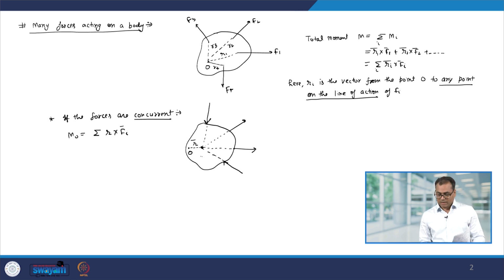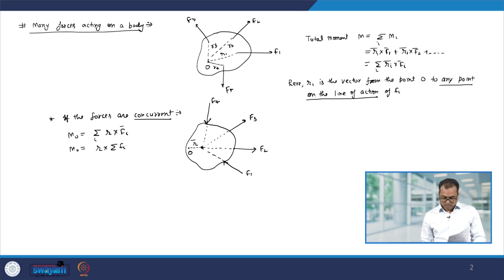Why is there a common R? This R is common because it connects point O to all the forces. So, let us say this is F1, F2, F3 and F4, then R I can take outside and the sum of the forces.